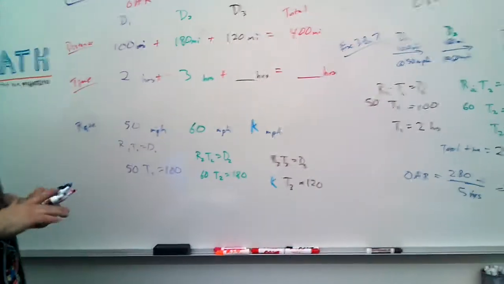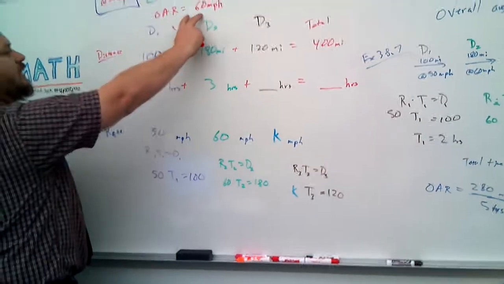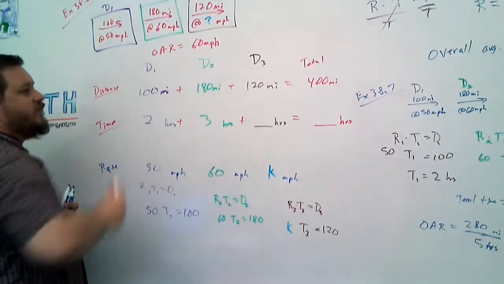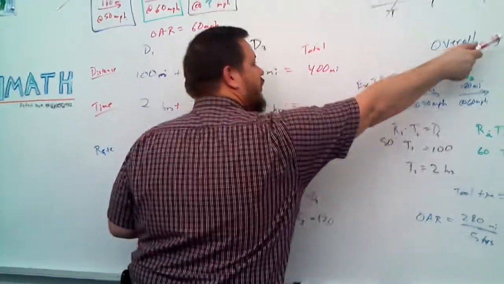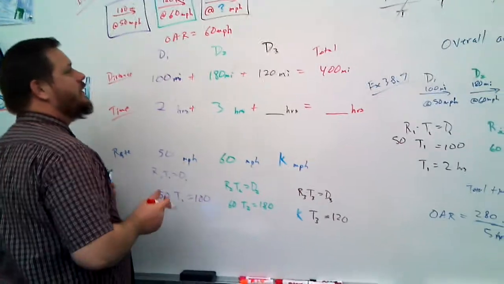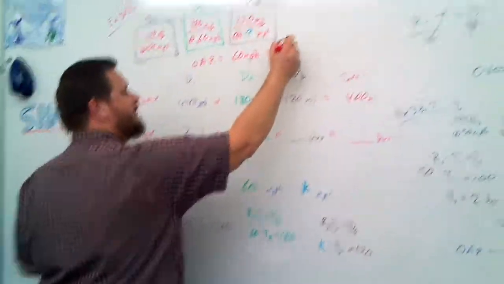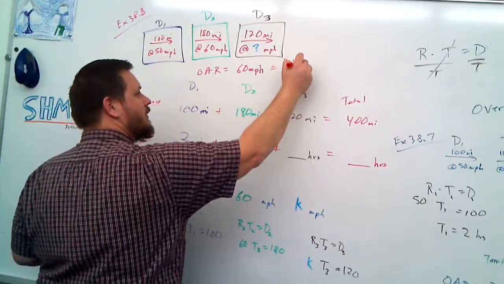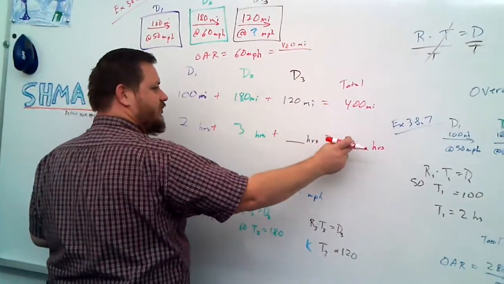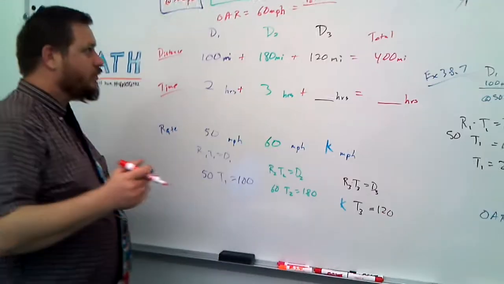We can't solve this yet. What else did it tell us? It gave us a piece of information that we haven't used yet. If you remember, the overall average rate is the total distance divided by the total time. The total distance is 400 miles, divided by the total time.